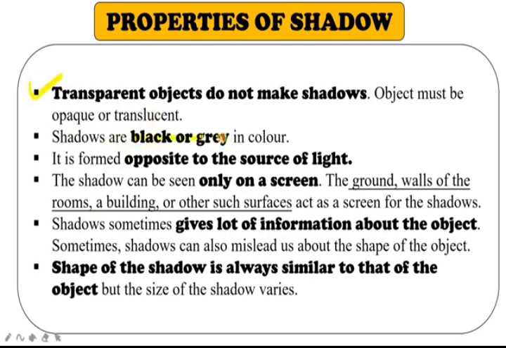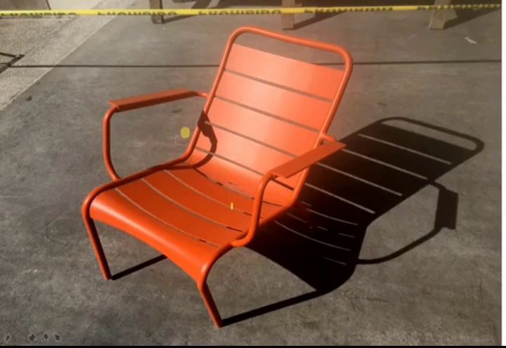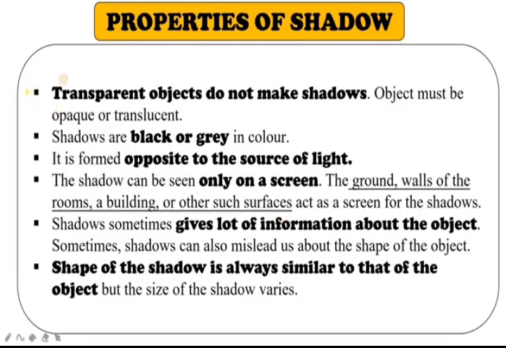Okay, the second point: shadows are black or gray in color. Look here, the color of the shadow. Here also, it is black in color. This is another property of shadow, because not all light passes. That is why it forms a color like this.